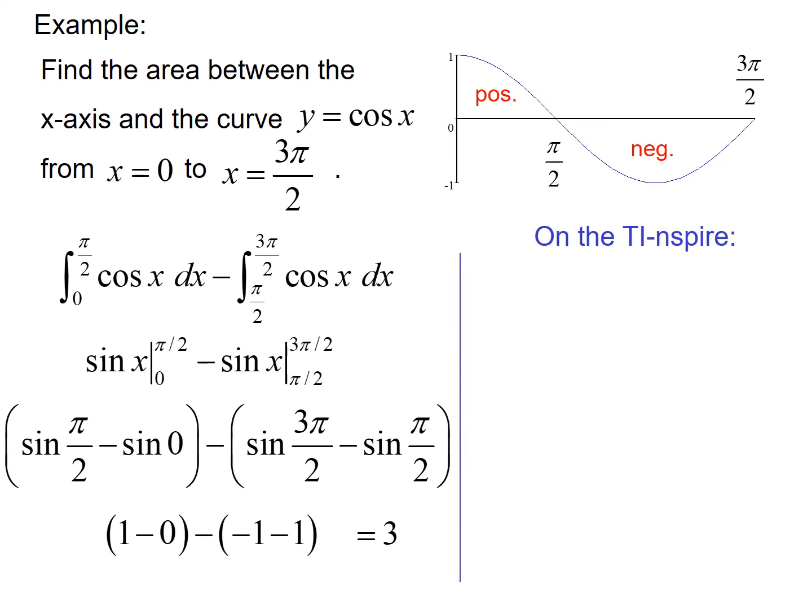Now, if we wanted to find the same thing on the calculator, we could, instead of finding where we have our sign change here at pi over 2, just take the integral of the absolute value of cosine of x, because that would turn all of the values of that function into positives and make it so that the entire area is positive. And again, we'd get 3.